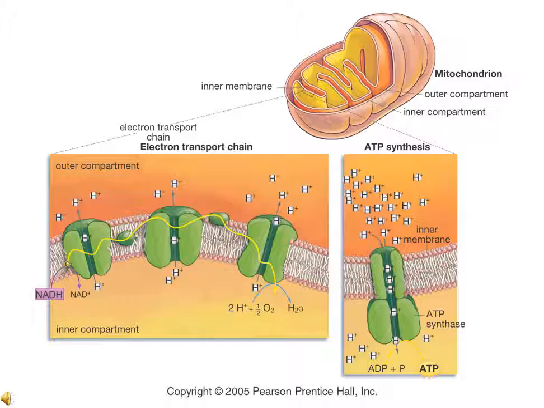When these protons move through the protein called ATP synthase, it actually spins that protein in such a fashion that energy is released and stored into ATP.